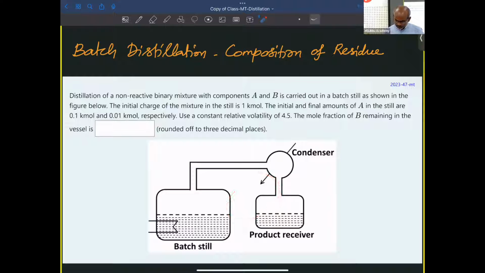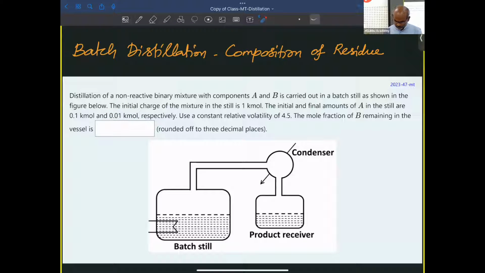The initial charge is 1 kilomole, that is, we have initially 1 kilomole. The initial and final amounts of A in the still are 0.1 kmol and 0.01 kmol. So the initial amount and the total amount will help you to get the composition. We know the initial total amount is 1 kmol, and in that A is 0.1 kilomole, so we can easily say what is the composition of the feed mixture. And the final amount of A in the batch still is 0.01 kmol.